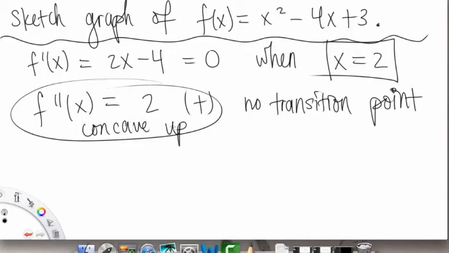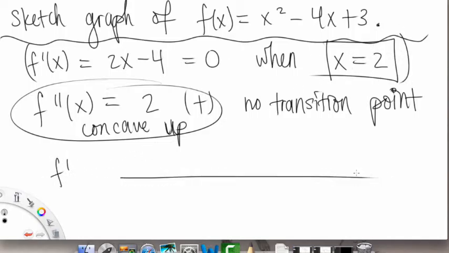So this means our graph is always going to be concave up, okay? And now let's look some more at our first derivative in detail. So let's see what's going on there. First derivative, and let's do our sign analysis.